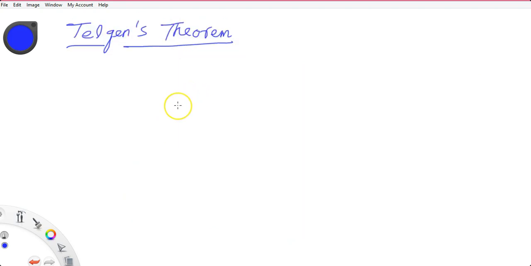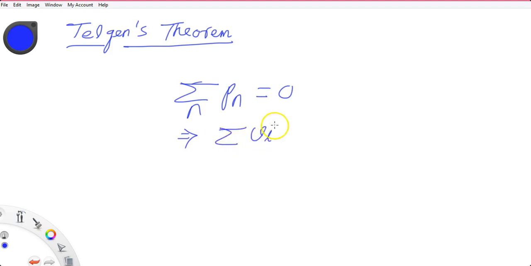Next, Tellegen's theorem. It is applicable for all types of networks. It says that the total power delivered is always equal to the total power consumed in a network. That is, summation of all power is equal to 0, or in the same way you can write summation of Vi Ii equal to 0. And for AC circuits you will write it like this, summation Vi Ii complex conjugate, because they are represented in phasor form, will be 0.